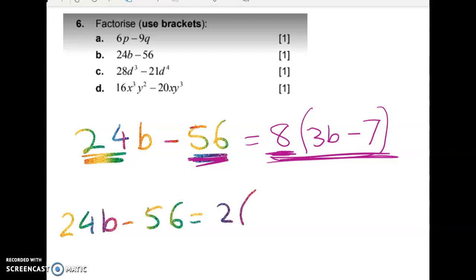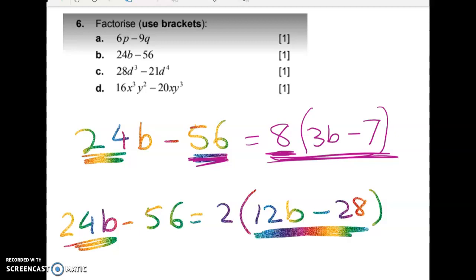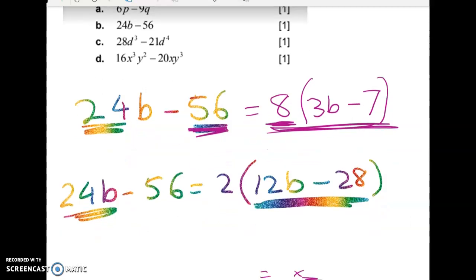So we'll take out 2, and that gives me 2 times (12b minus 28), since 2 times 12b gives 24b. Now, here, you haven't fully factorized because there's still a factor that you can take out. And hopefully, when you look at that factor, you can see that this 12 and this 28 still have some stuff stuck inside them, right? They've got a common factor left in there of 4. So we can do another step.